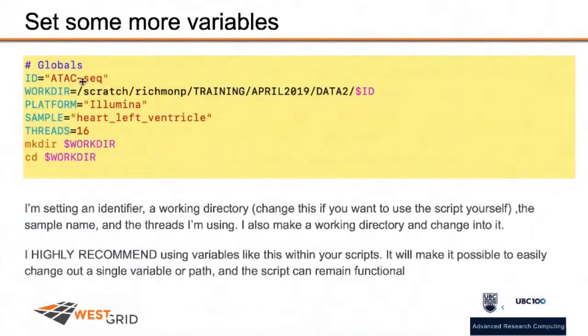So I'm setting an identifier, ATAC-seq. I'm setting a working directory, which is going to be within the April 2019. I'm calling this one data2. There's also one in there called Sherlock. You can call it whatever you like. And then this $ID is going to take this string and append it to this variable. The platform is Illumina, and we'll need that. I'll show you why later. The sample is a heart left ventricle. We're using 16 threads. And then we are going to create that working directory, and we're going to change into it.